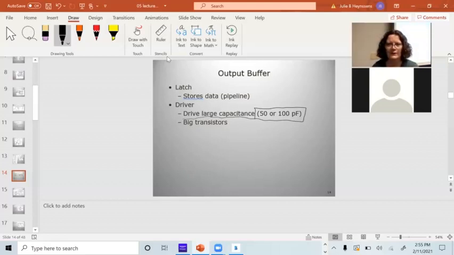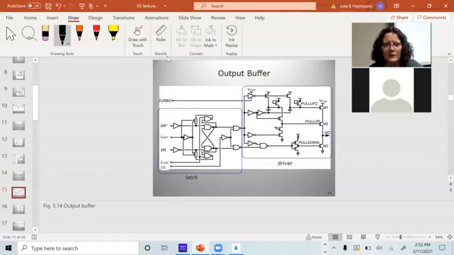So we want to look at the output driver. And I'm hoping this is what this is. Yeah, output driver. So basically, I have 2 parts here. I've got a latch to store the data, and that's all this part is. And then I have the driver electronics, and I want to make sure that these are big enough that they can drive that capacitance.